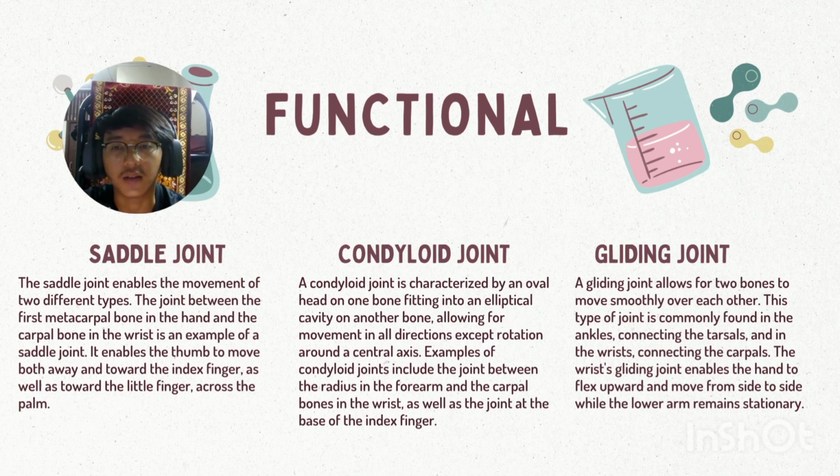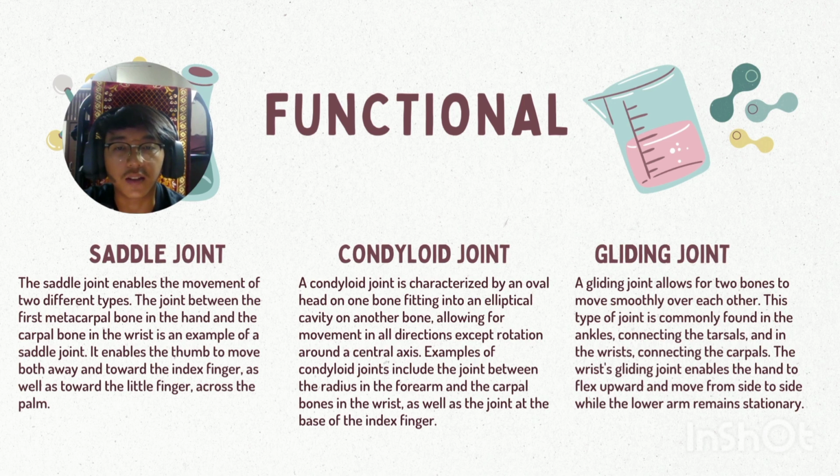Next is the saddle joint. The saddle joint enables movement of two different types. The joint between the first metacarpal bone in the hand and the carpal bone in the wrist is an example of a saddle joint. It enables the thumb to move both away and toward the index finger, as well as toward the little finger across the palm.